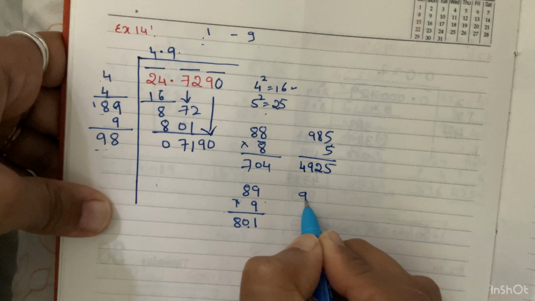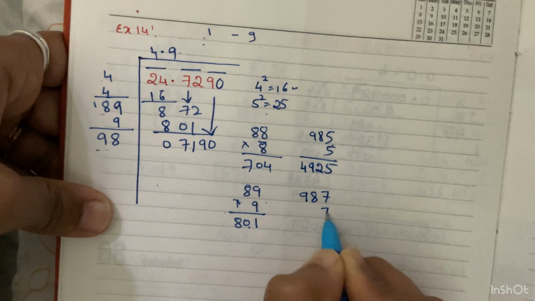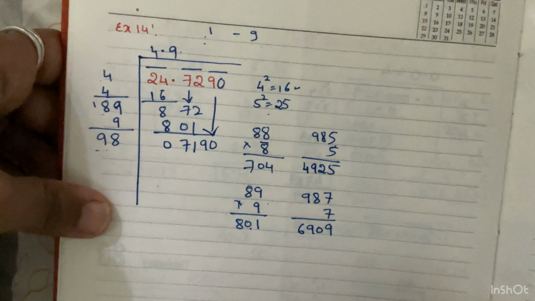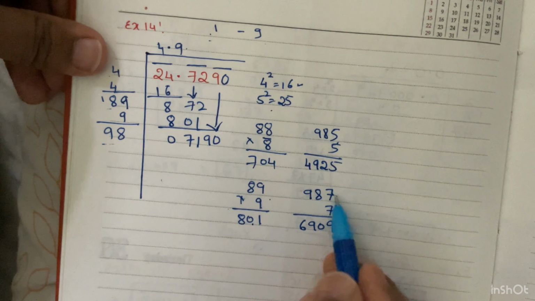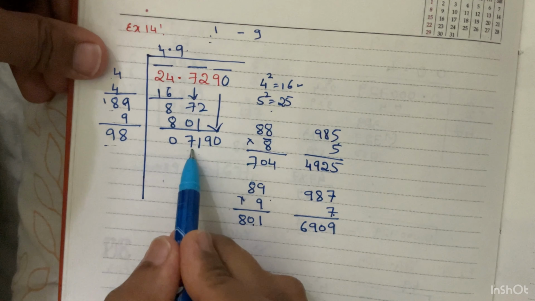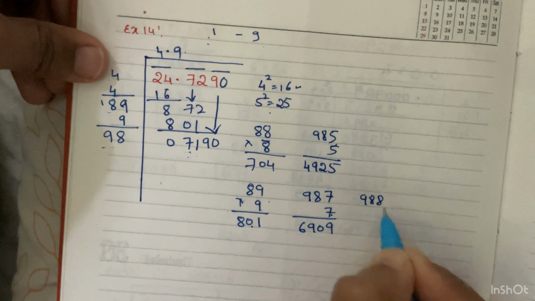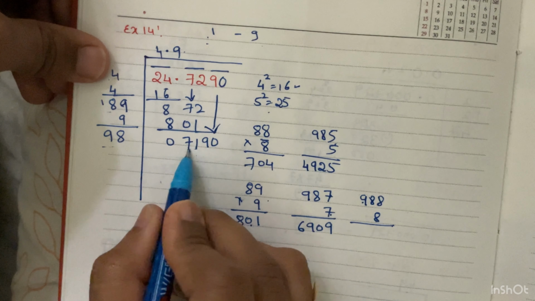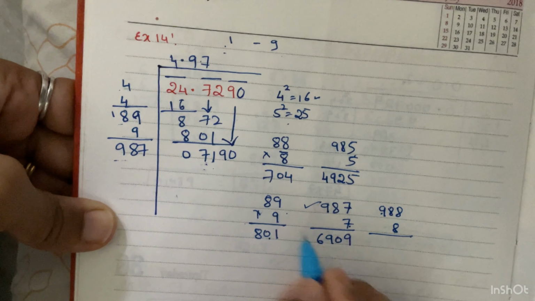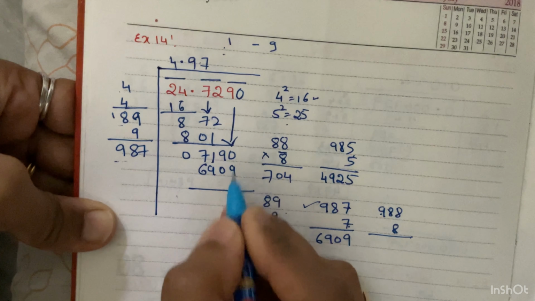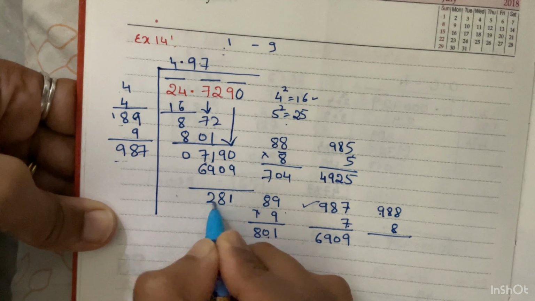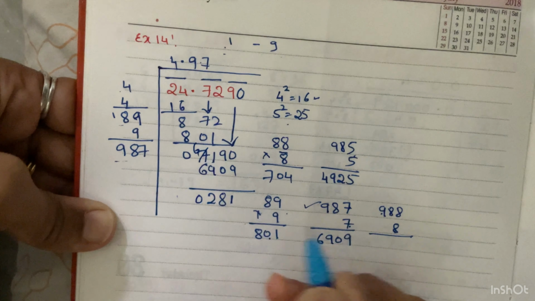Now let me try 987 7s. After multiplication I get 6909. If I take an 8, 8 9s is 72, which would be bigger than this, since here we have 71. For example, 988 8s: 8 9s are 72, but here we have 71, so I'll go with 987 7s, which is 6909. Now after subtraction, 8 is left, here it is 2, this becomes 0, and this becomes 6. Now we got 281.